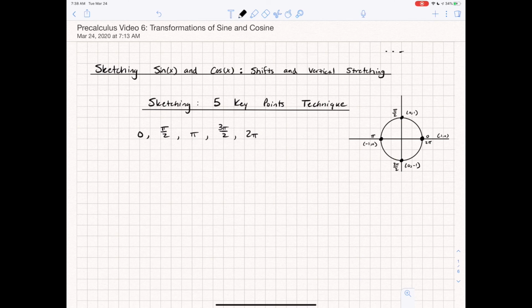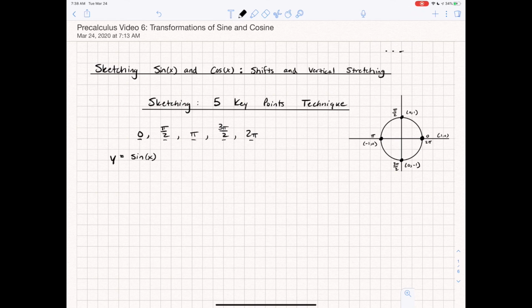This is important because if I wanted to graph y equals sine of x, all I need to know is what sine is doing at these points, and then I can get a basic sketch, as long as I know that sine is a wave and that it's going to be symmetrical. So I'm going to go straight to my graph and mark my 5 key points: 0, pi over 2 right here, pi, 3 pi over 2, and 2 pi. I'm going to keep it kind of short.